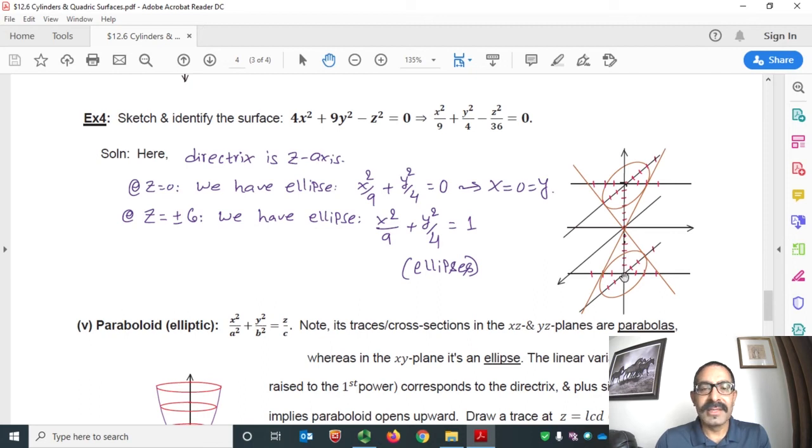At z equals plus 6 and minus 6, we have z square means 6 square, 36 cancel, that is a 1. Take 1 to the right side, we have x square over 9 plus y square over 4 equals 1. It's an ellipse, x-intercept plus minus 3, y-intercept plus minus 2. So then this is x-intercept 3, y-intercept 2, this ellipse, and here this ellipse. And we know the cone has two lines crossing at origin, so you just draw these two lines. Now it's a cone. I hope this idea makes sense to you all. Now let's move on.